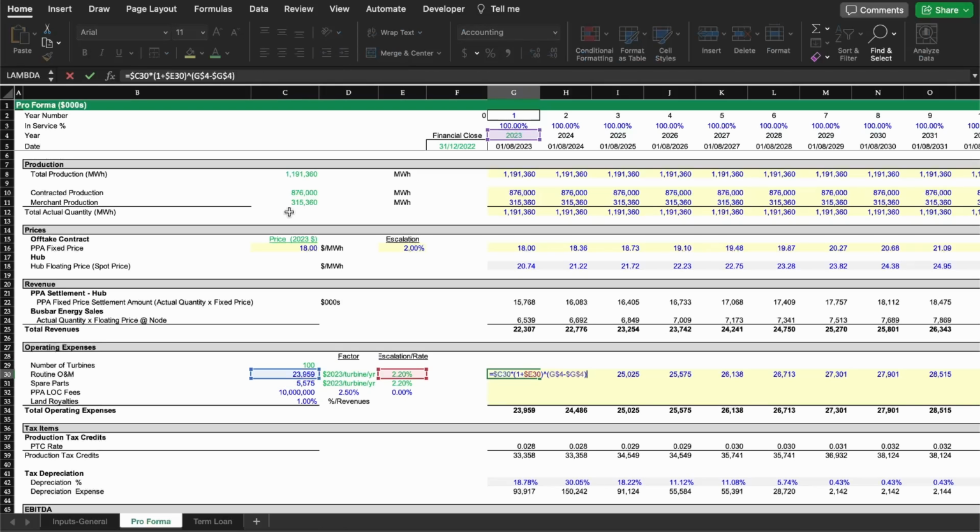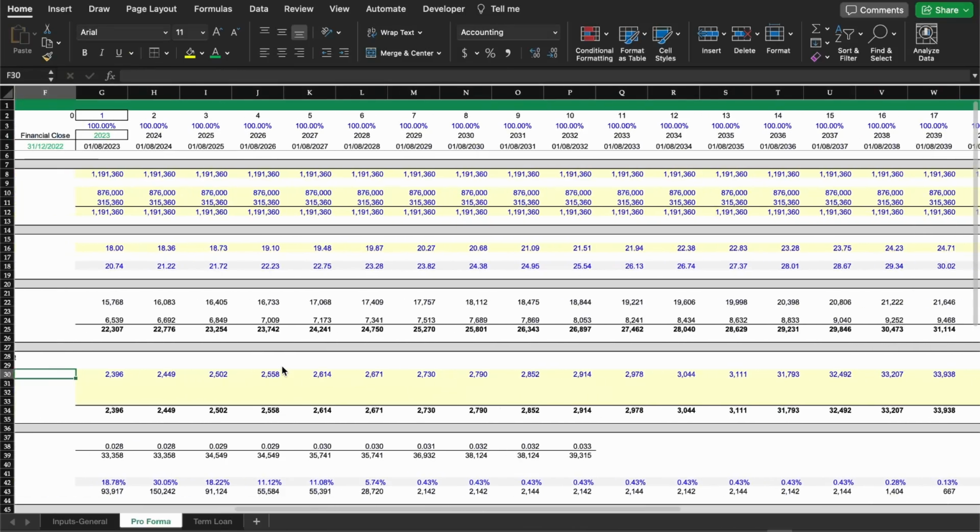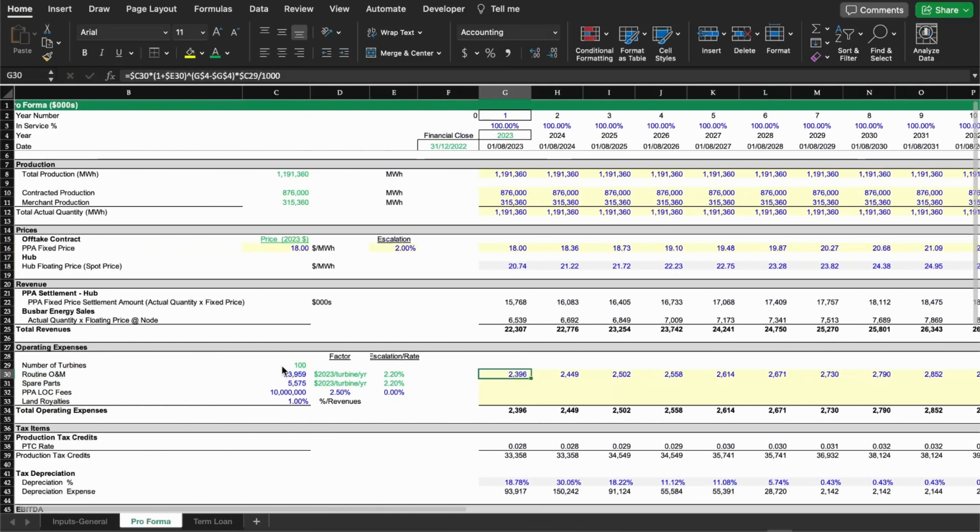What do we have to do here? We have to get this number here, multiply by this number here, right? I'm gonna anchor 3 times, and I'm gonna divide by 1,000, okay? Why do I have to divide by 1,000? Because everything here is in thousands of dollars, right? So it's $2.4 million in O&M for the first year. Okay, that's cool. Then we're gonna have spare parts.